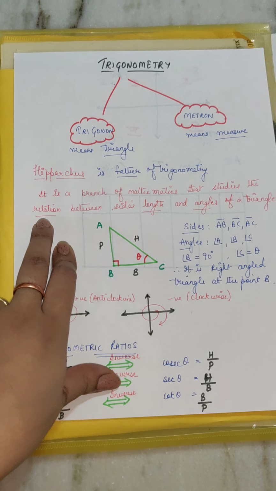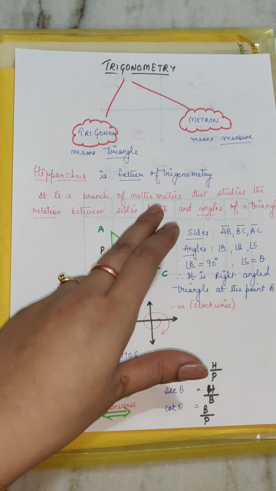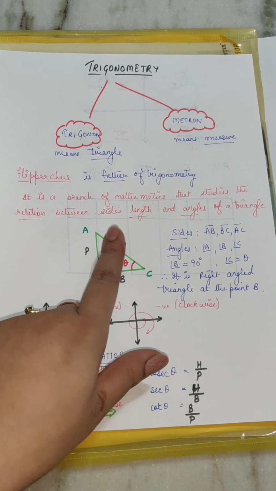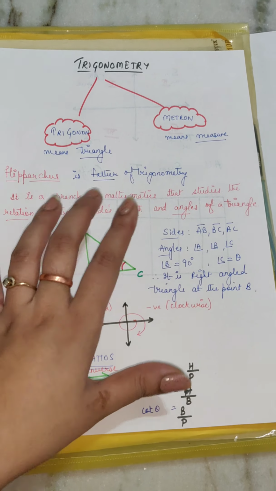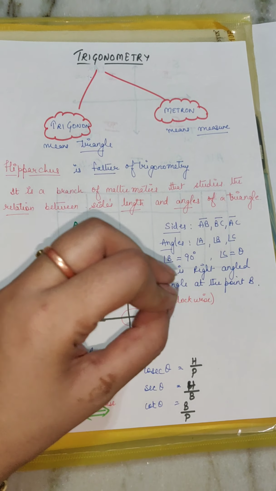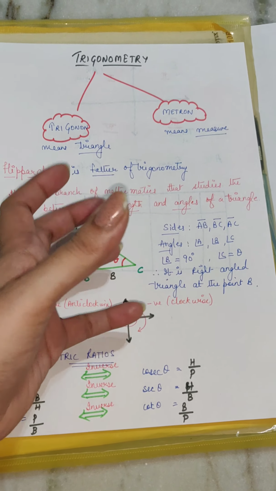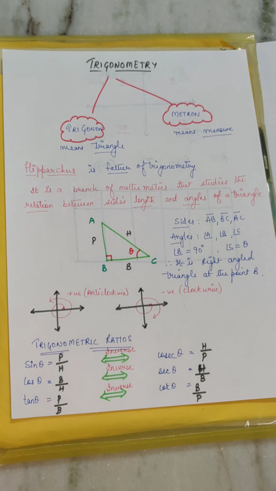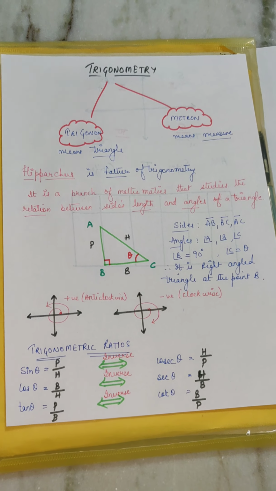As I have written over here also, the definition of trigonometry: it's a branch of mathematics that studies the relation between the side lengths and angles of a triangle. Means the relation between sides and angles is what we are going to study in this topic, right?